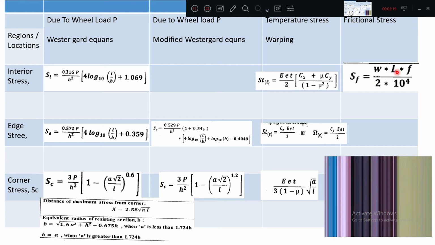Now what is this frictional? Frictional is given only for the entire slab, the entire portion of the pavement, only one formula: SF equals WLF divided by 2 into 10 to the power 4. Okay, I think it is 2 into 10 to the power minus 4. You will see when we are solving. We will see whether it is 10 to the power 4 or 10 to the power minus 4.